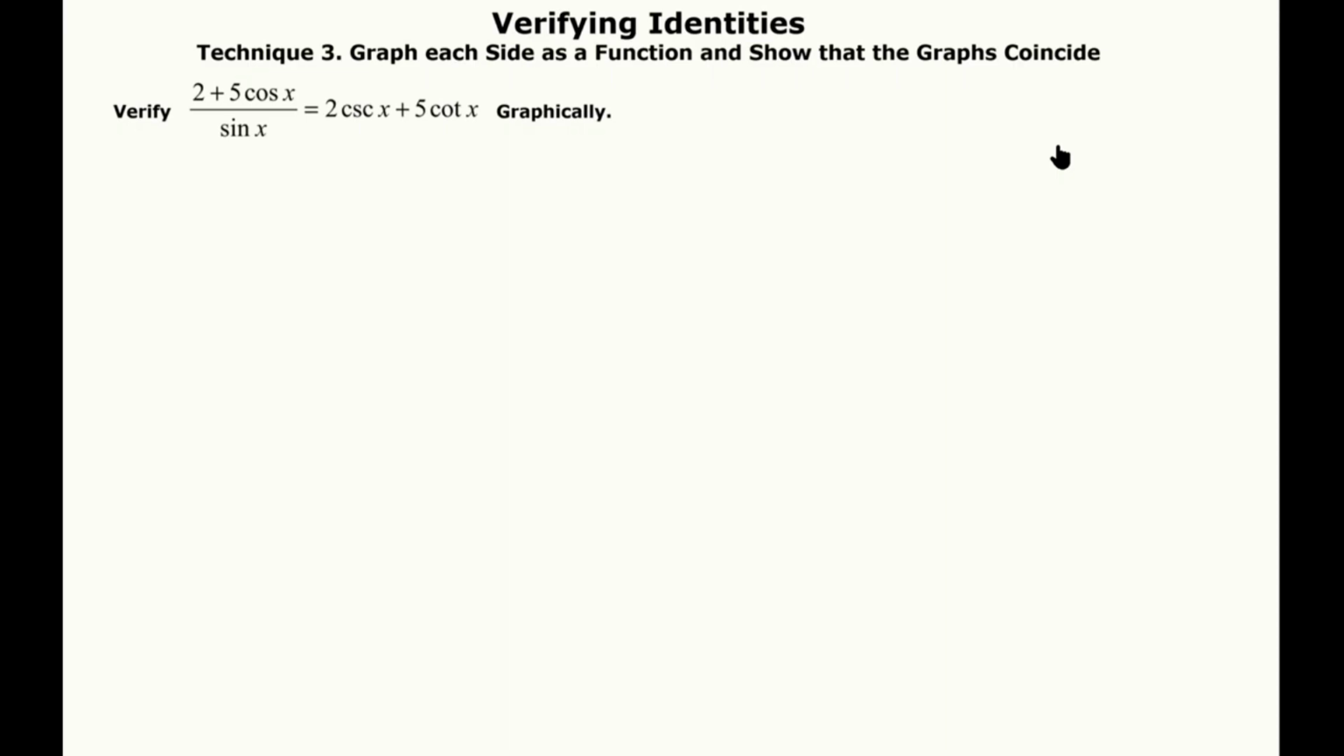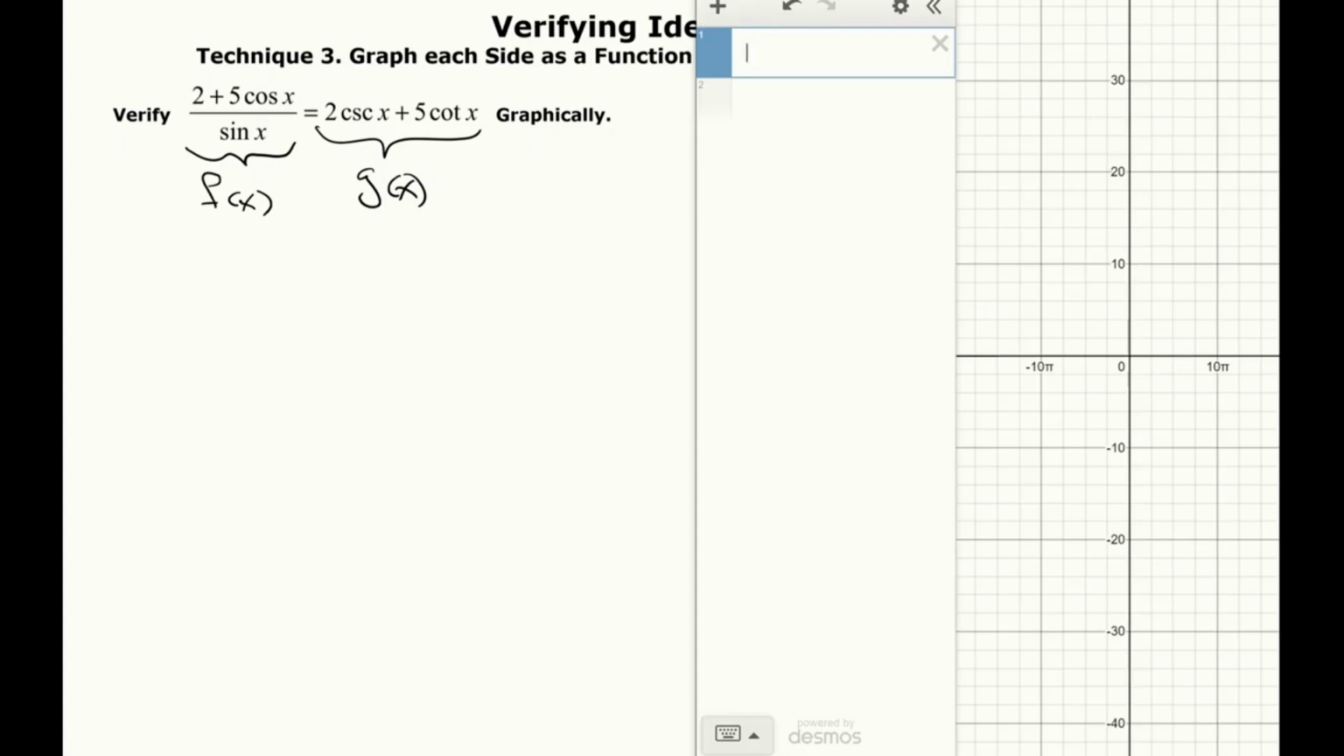So the way that we approach the graphic method of proving is we give each of these expressions in the identity, on the two sides of the identity, a name. We can call this one f of x, and we can call this one g of x. Then we'll graph both of those functions and see if they coincide, because if they do, we've verified that those two identities are representing the same function. So to accomplish that, we'll utilize Desmos here.